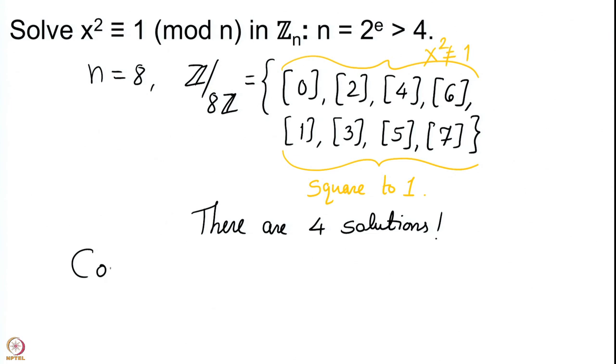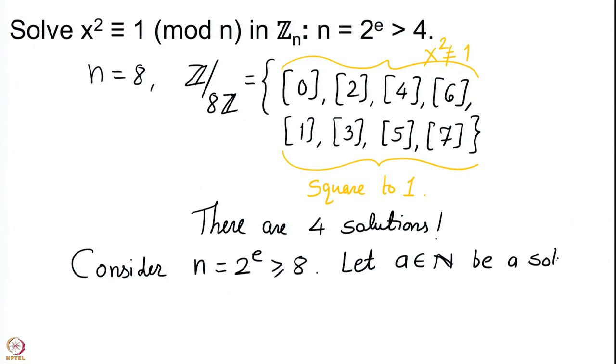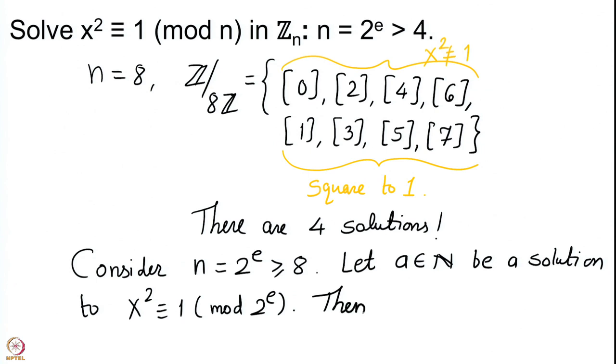So consider n equal to 2 power e and assume that this is bigger than or equal to 8. Let a in the natural numbers be a solution to x square congruent to 1 mod 2 power e. Then of course 2 power e divides a square minus 1, and we recall our high school mathematics once again to write it as a plus 1 times a minus 1.